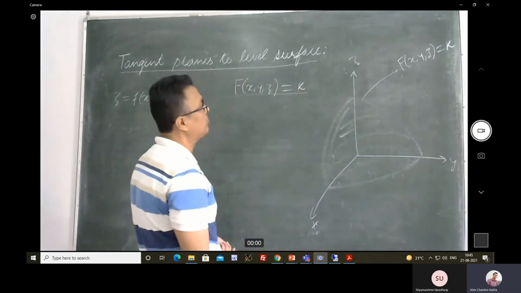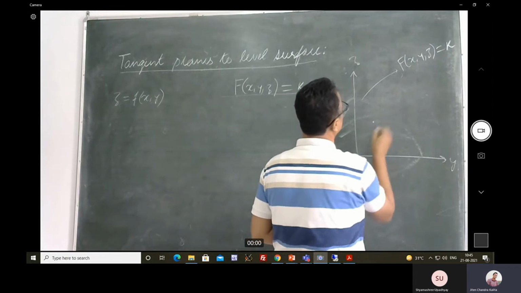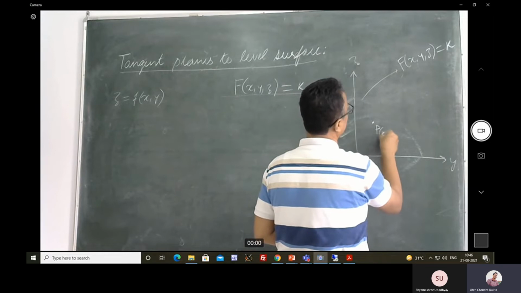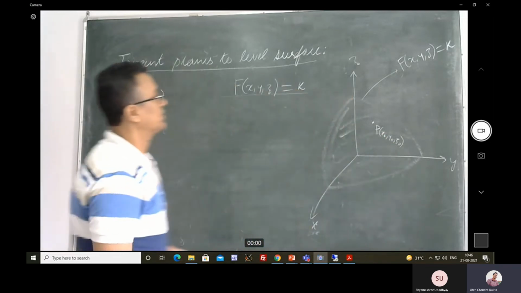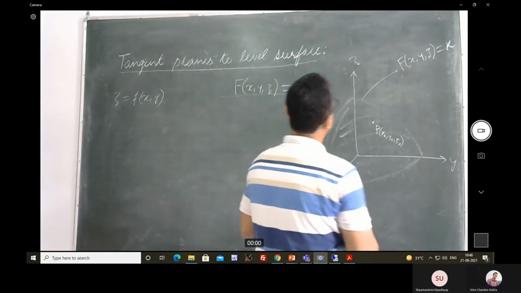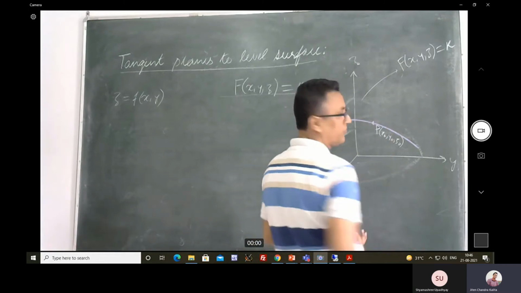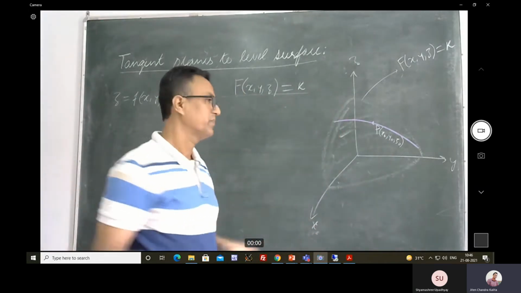Now, what we are doing? Firstly, we are going to consider a fixed point, say P, with coordinates x naught, y naught, z naught. And then I will consider an arbitrary curve through this point P. For the time being, it is okay, right?